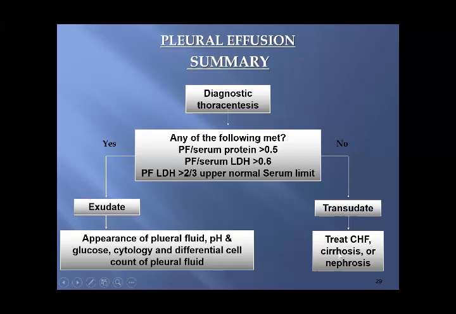Then we look at the complete liver profile to see if the patient is developing cirrhosis, or if the patient is having a nephrosis. That is, the renal causes are differentiated, and the most common renal causes which can cause this kind of pleural effusion are nephrotic syndrome and AGN.